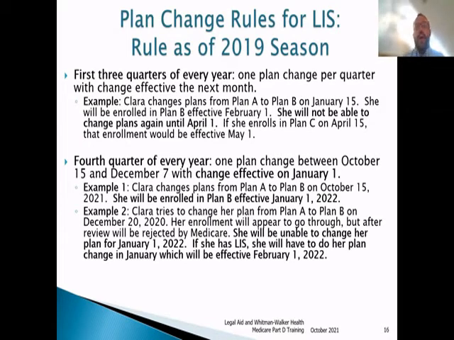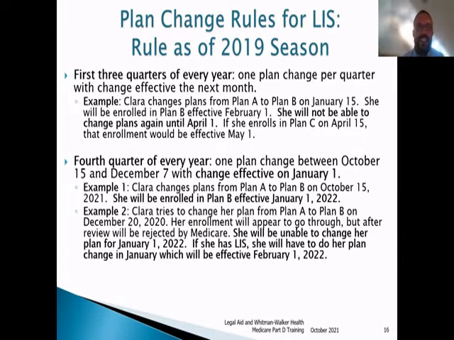So this is not quite a new rule. It's been in place for a couple of seasons, but for people who've been doing this for a while, it is a change from what they were used to in the past. It used to be the case that anyone who was enrolled in the low income subsidy was allowed to change their Part D plan every month. And that change would be effective on the first of the following month. So they could change their plan in May, it would be effective on June 1st. They could change their plan in August, it would be effective on September 1st. Yes, September comes after August.